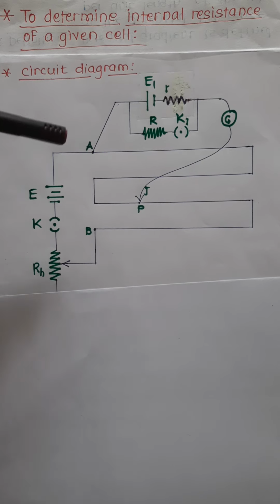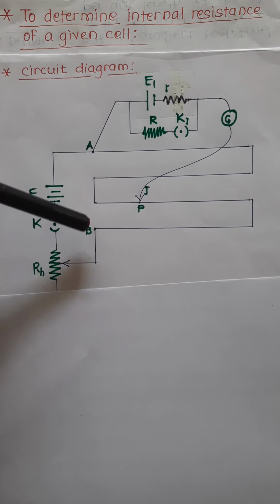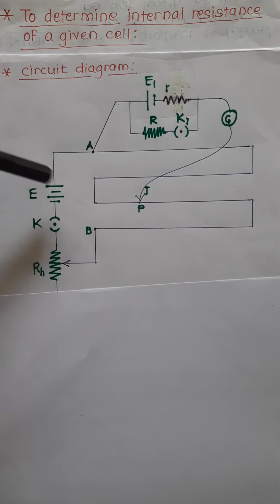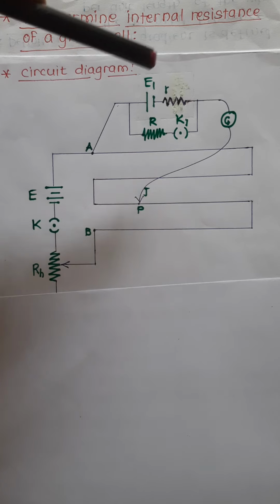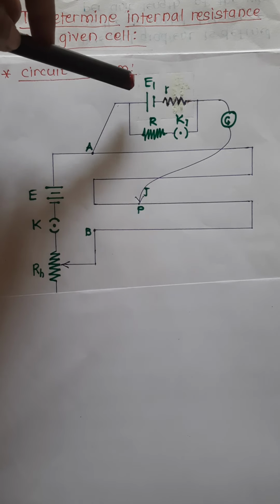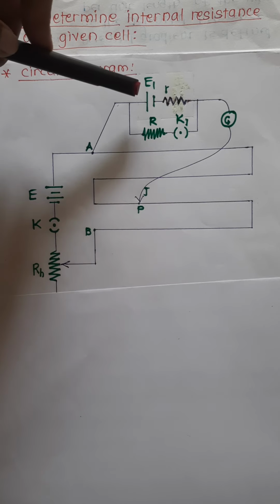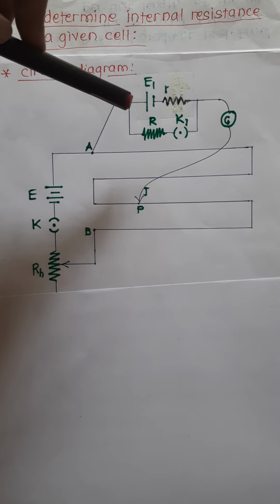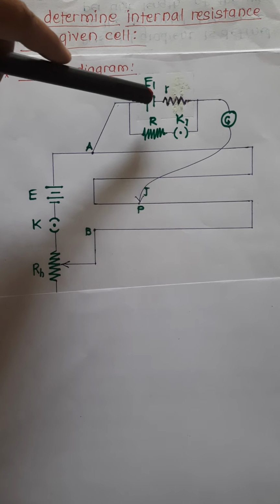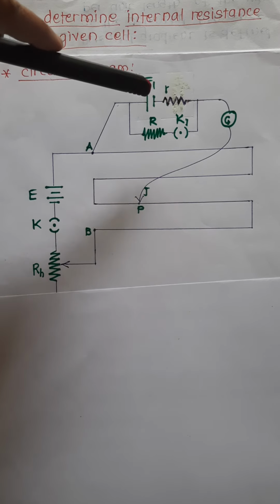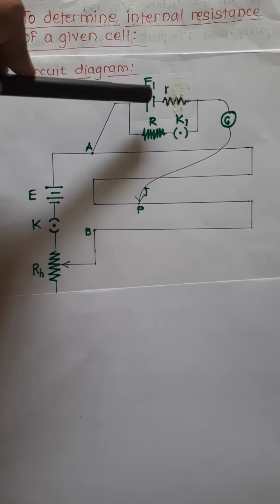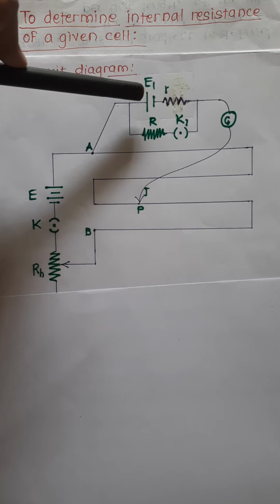In this circuit, the uniform potentiometer wire AB is connected in series with main battery of EMF E, key K and rheostat. Now see this part of the circuit. E1 is the EMF of the cell whose internal resistance r is to be determined. Now, what is internal resistance? You know it. Opposition to the flow of charges inside the cell is called internal resistance. Here, internal resistance is shown outside the cell for simplicity.